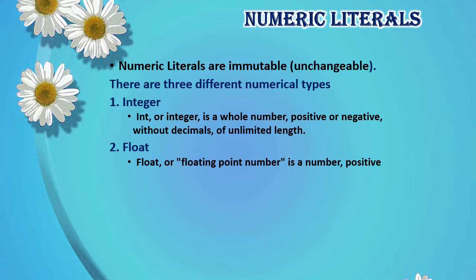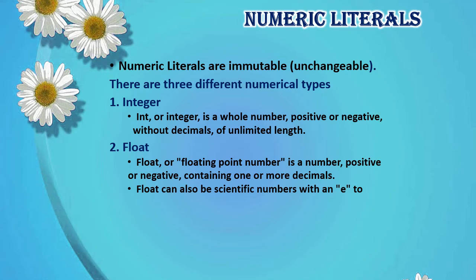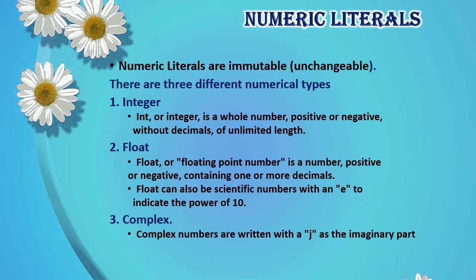The second one is float. You can give decimal values for the float data type. You can use scientific notation, with e, the power of 10 value. The third one is the complex data type. It's also a numeric literal. It holds a real part with an imaginary part. For example, integer x equal to 1 is a whole number, y equal to 2.8 is a float value, and z equal to 5j is an imaginary number ending with j.